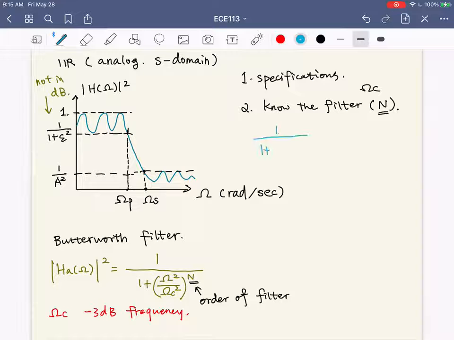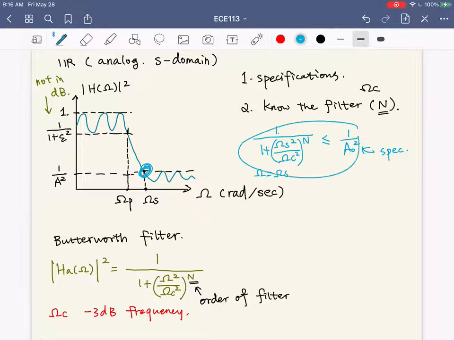And then you see that when omega equals omega s, if we substitute it back, it should look like this. This equation describes its frequency response, the square response, when omega equals omega s. So this is this value, and we want this value to be smaller than or equal to our specified a naught square. So this is a specification. Any question about this inequality?